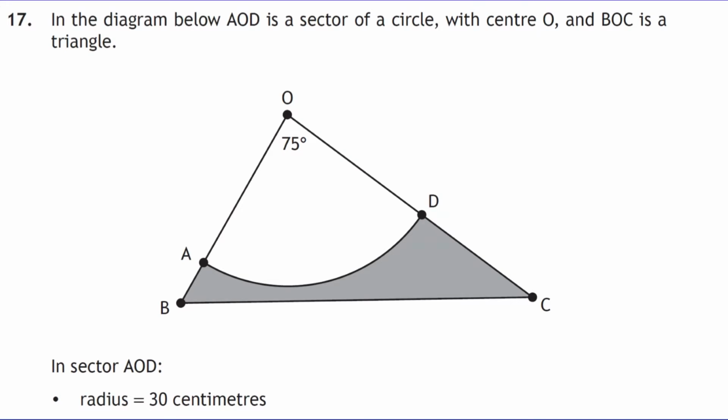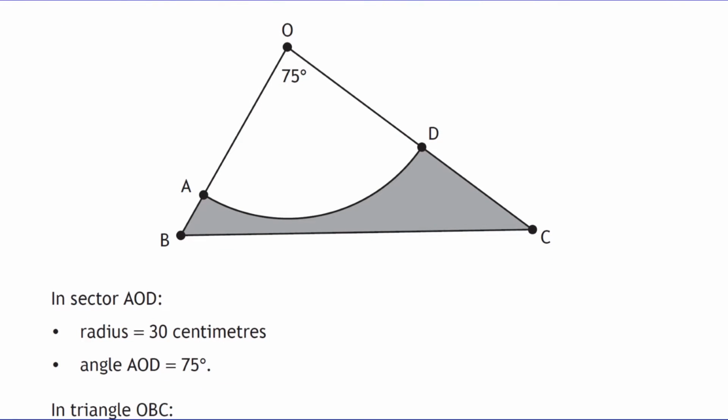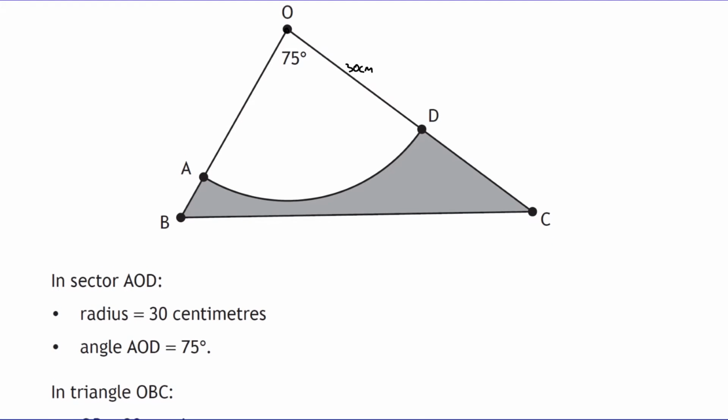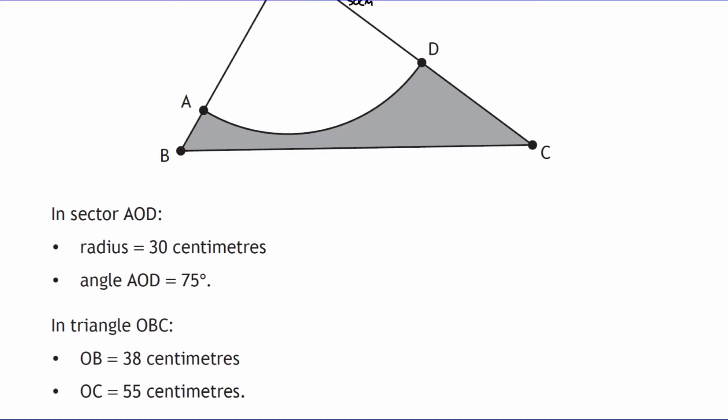Okay, great. Question 17. In a diagram below, AOD is a sector of a circle, center O, and BOC is a triangle. Okay, so we've got a part of a circle here, 75 degrees. Sector AOD, the radius is 30. Okay, so from here to here, 30 centimeters. That kind of white part of the shape. Angle AOD is 75. And triangle OBC from O to B is 38.